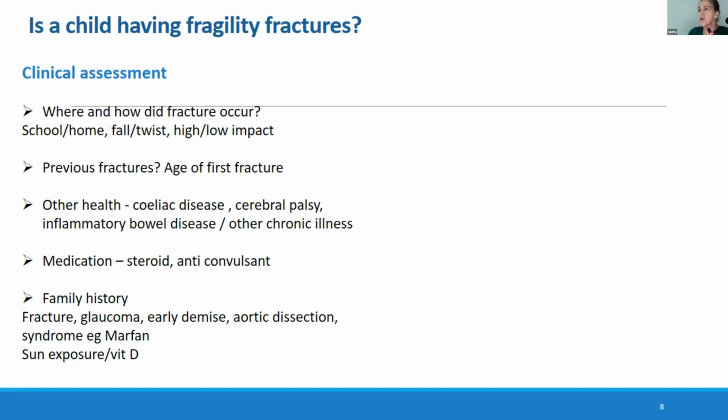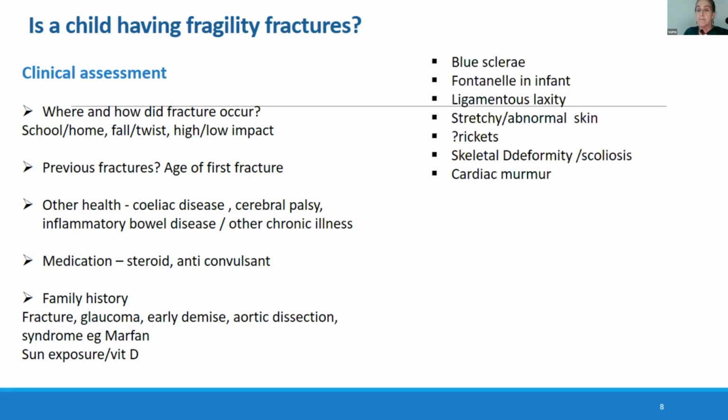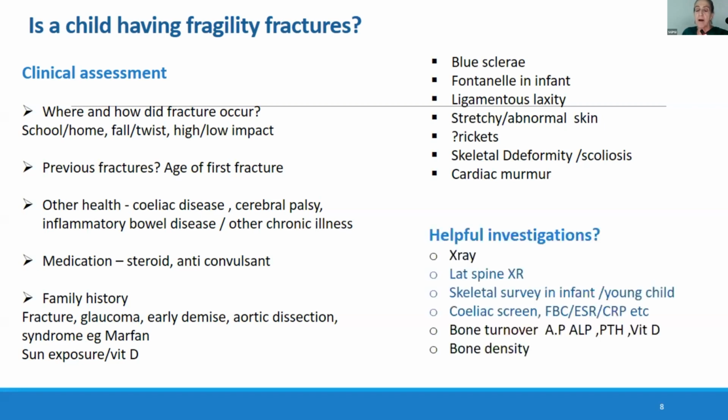So this was well demonstrated in the case that's just been presented. The history was extremely good, and we excluded most of these other conditions simply by asking some questions. Then you can examine the infant to see whether there are clear signs that suggest osteogenesis imperfecta, whether there's only ligamentous laxity that might make the child fall over easily, whether the skin is abnormal or stretchy, suggestive of something like pseudoxanthoma elasticum, whether there's skeletal deformity or a cardiac murmur, and then you can add some special investigations, which we've mentioned before.